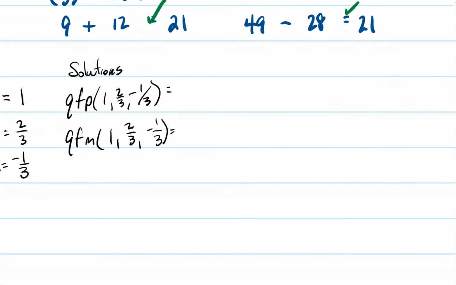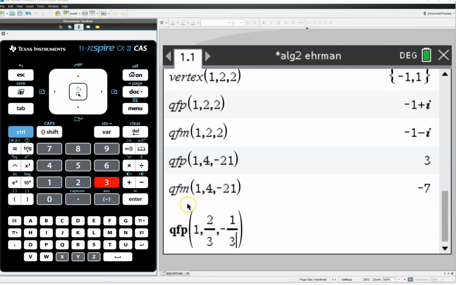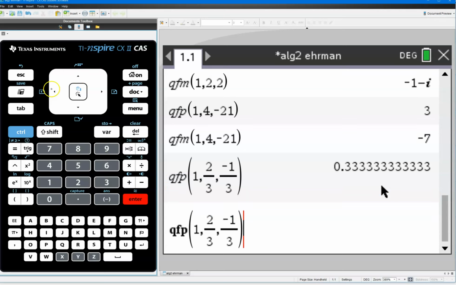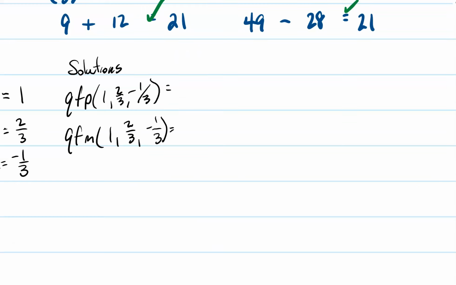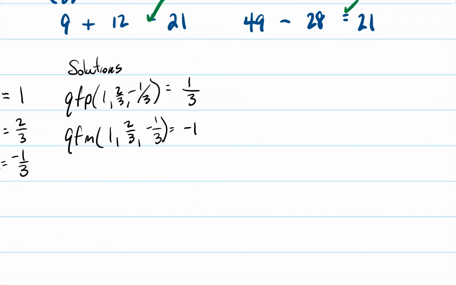Let's see what our calculator gives us here. So QFP with 1, 2/3, and negative 1/3 ends up giving us 0.3 repeating, or 1/3. And QFM, if I rearrange this, gives us a value of negative 1. So we have an x value of 1/3, and we also have an x value of negative 1. Just double checking here. And we have our two solutions. X is equal to 1/3 and x is equal to negative 1.